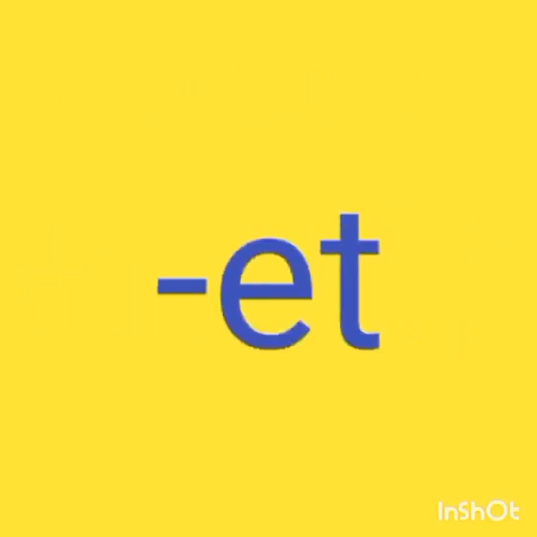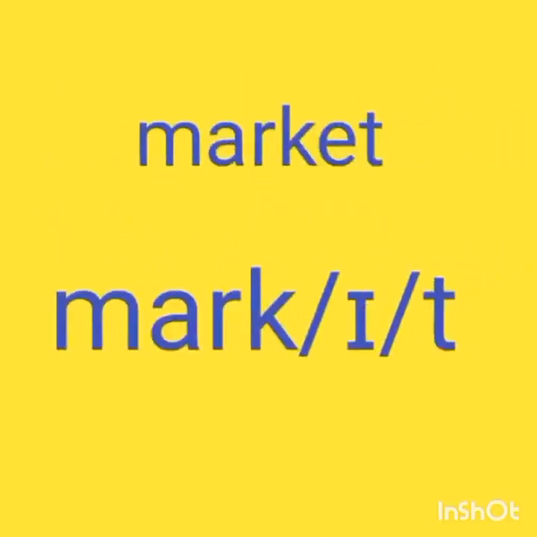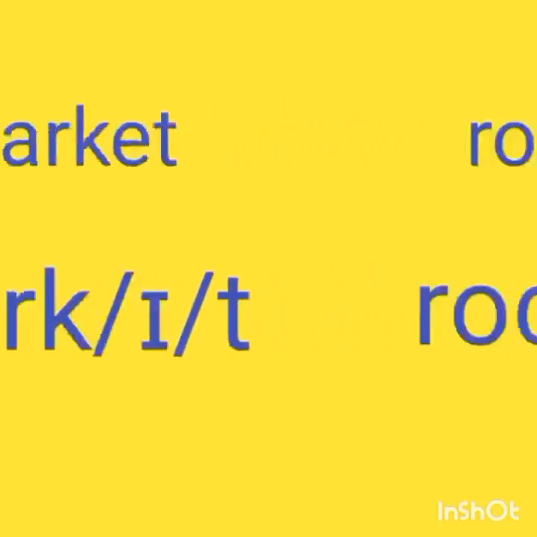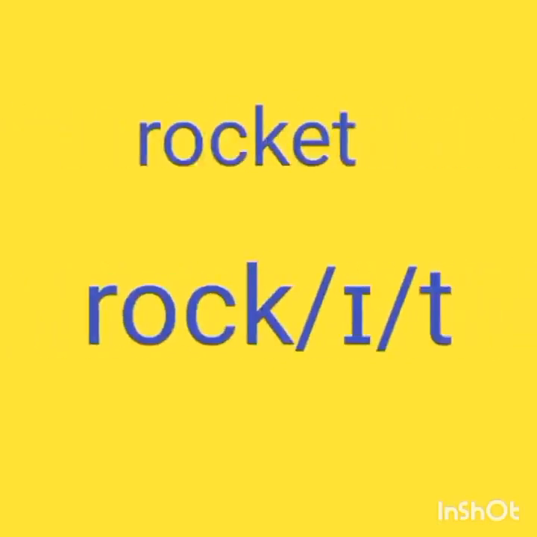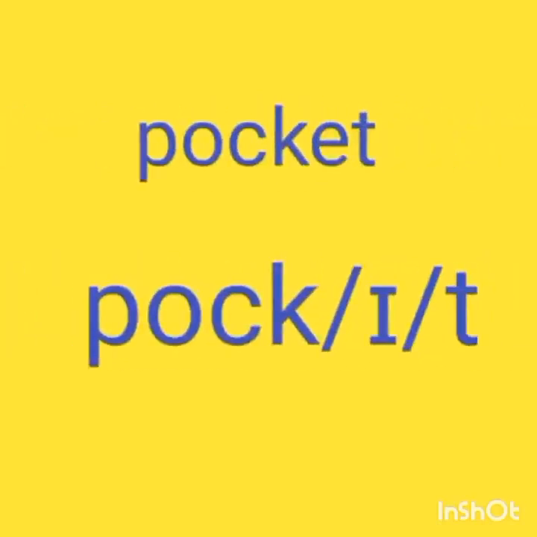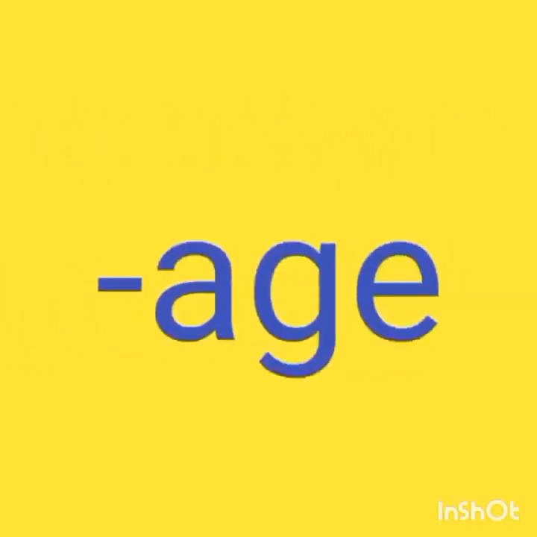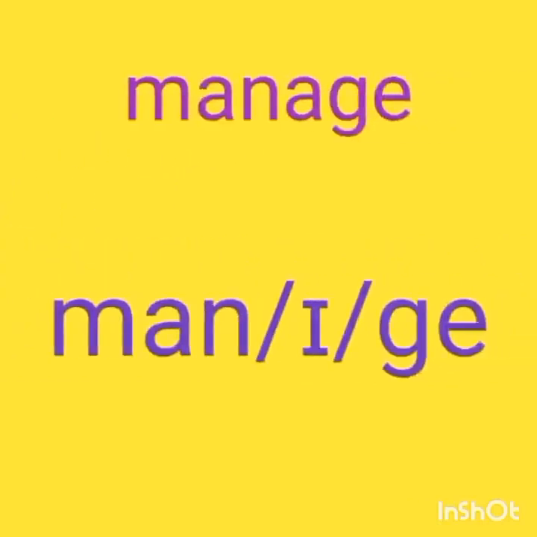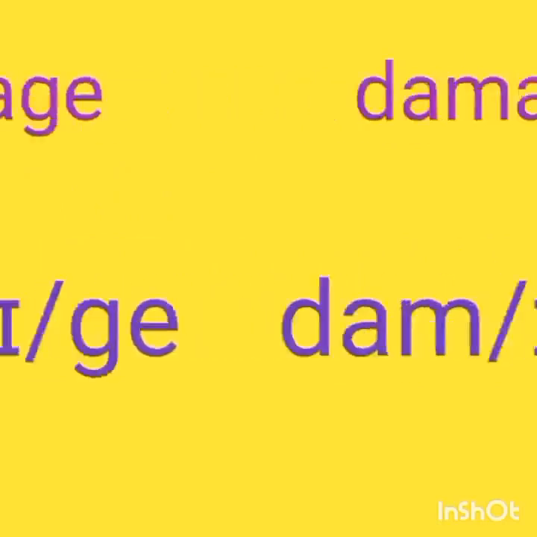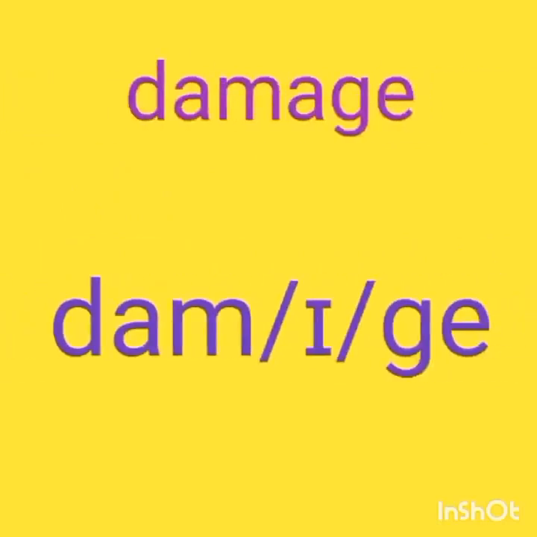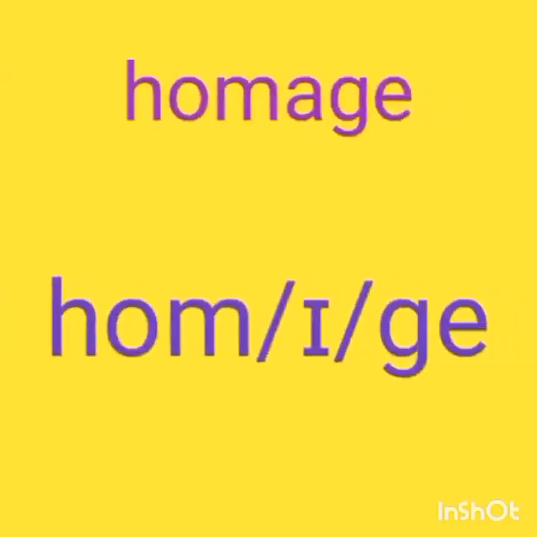Also, when a word ends in ET, the E is sounded /ɪ/, as in market, market, rocket, rocket, and pocket, pocket. Lastly, when a word ends in AGE, the A is sounded /ɪ/. For example, manage, manage. Then we have damage, damage, and homage, homage.